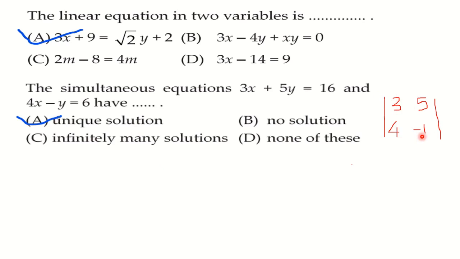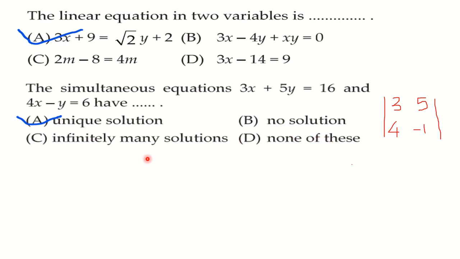See, 3 into -1 is -3 and -20. You are getting -23 here, which is not equal to 0. So we can say that the simultaneous equations have a unique solution. Okay, if you are getting 0, then you know that the equation is not having a unique solution. So in that case, all these three options you can check.